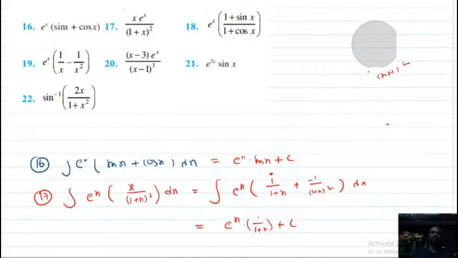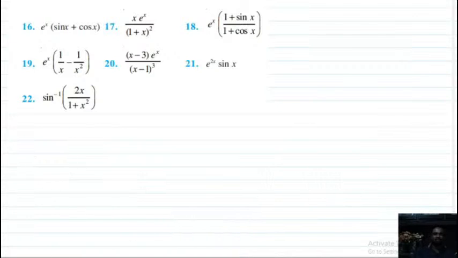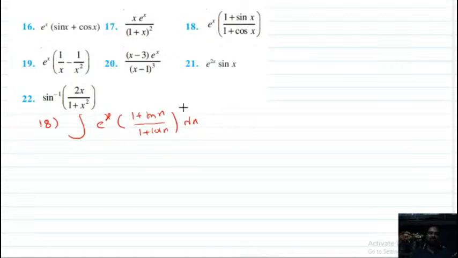Similarly, the 18th, also something interesting. The 18th problem: integral of e power x into 1 plus sin x by 1 plus cos x dx. Students, listen, our intention is that the inside of the bracket should have the form f of x plus f dash of x. Try to convert it into that form. Instead of the 1 in the numerator I am writing sin x, meaning I can write 2 sin x by 2 into cos x by 2, the half angle formula.